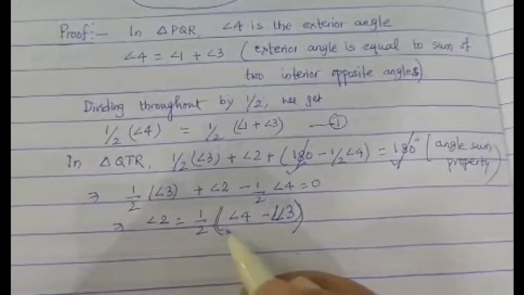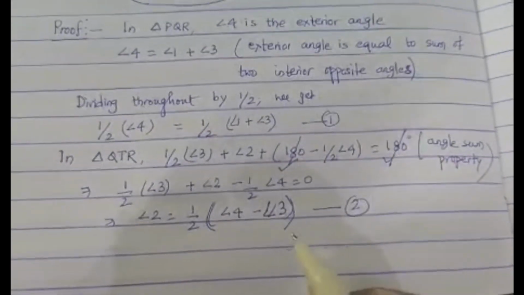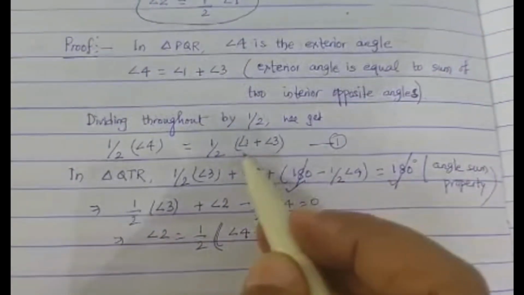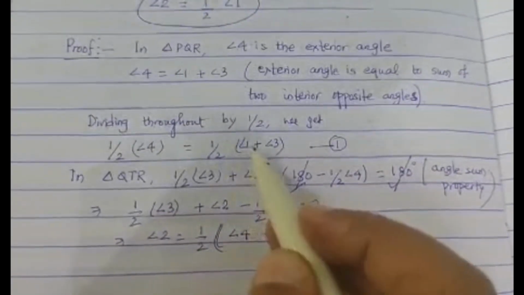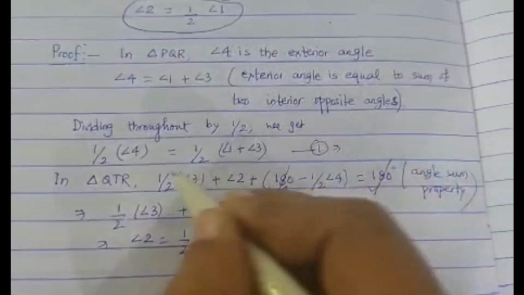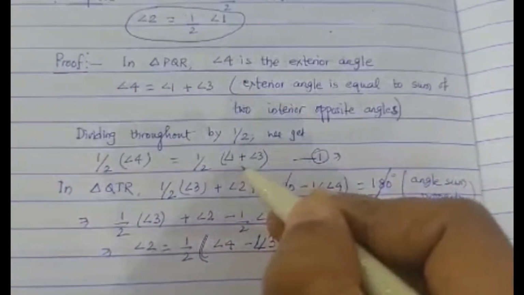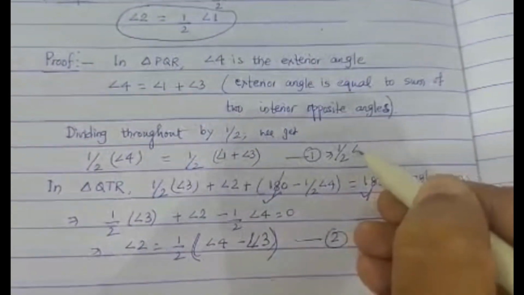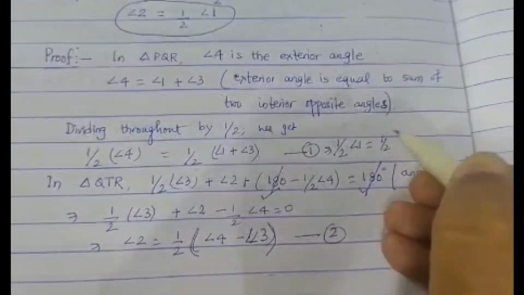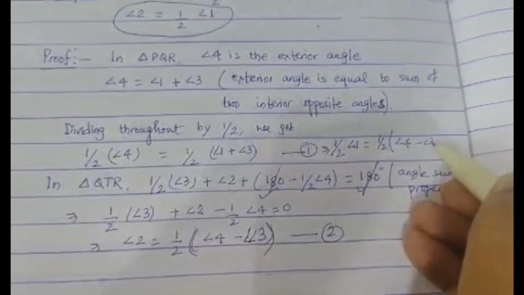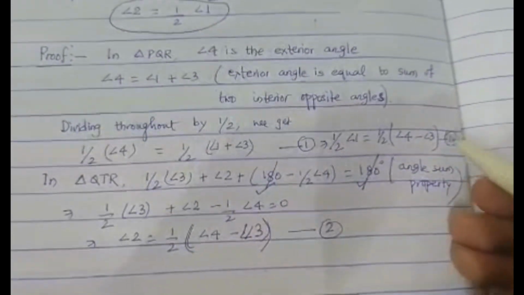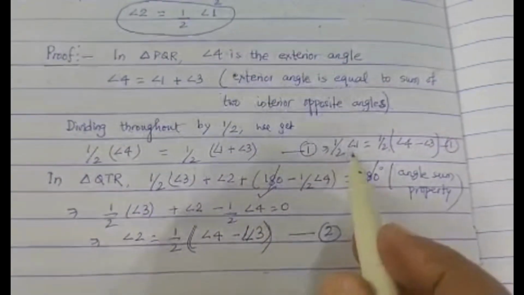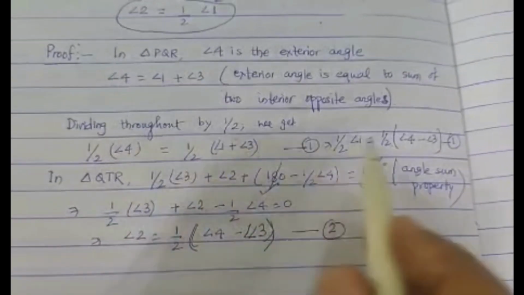Angle 2 equal to half of angle 4 minus angle 3. Okay, now you just modify it a little bit, like this. This implies you keep this angle 4 and angle 3 on one side. This implies half of angle 1 is equal to half of angle 4 minus angle 3. This will be 1. Only I have kept this half of angle 1 on one side. Half of angle 1 equal to half of angle 4 minus half of angle 3.